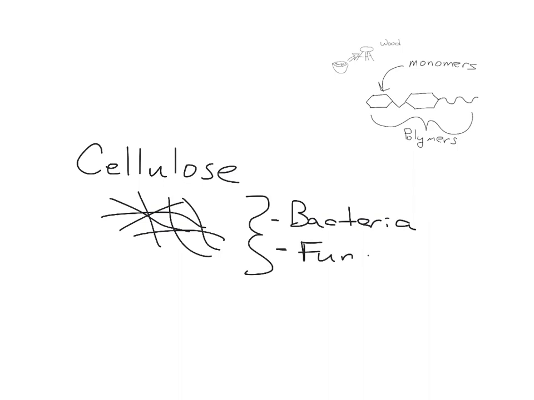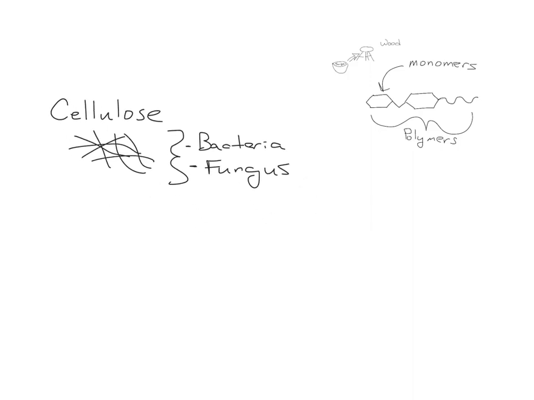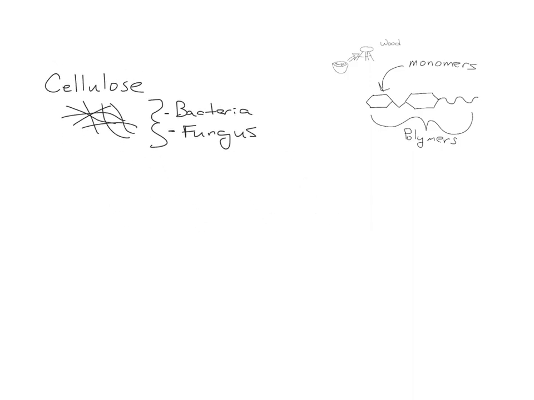Let me just put fungus. Some fungus can eat wood, can break down cellulose. But other than that, that's why wood can last hundreds of years. If it gets really wet, the fungus grows really easily, so the fungus can break down the cellulose. If it's dry, fungus can't grow very well, so it can last hundreds of years. So cellulose is hard to break down.